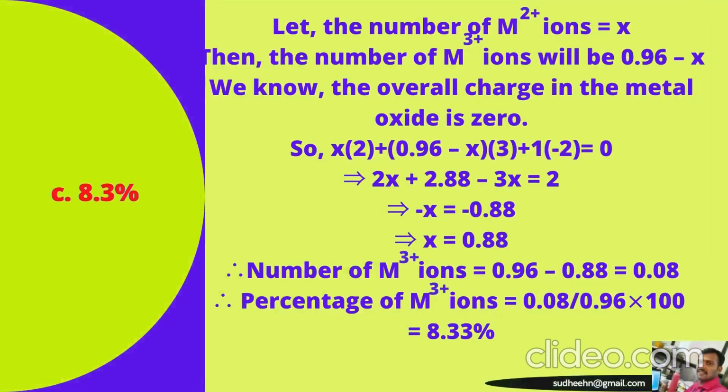That can be obtained by using the relation that the overall charge in the metal oxide is 0. Using that condition, we can balance the equation: x of 2+ plus (0.96 minus x) into 3+ plus 1 into minus 2. By simplifying that, we get x equal to 0.88. Further, as per that condition, subtracting this from 0.96, we get the value 0.08 for 3+ ions. So 0.08 divided by 0.96 into 100 gives the exact value of 8.33%. The option given is 8.3%, which is the right answer.